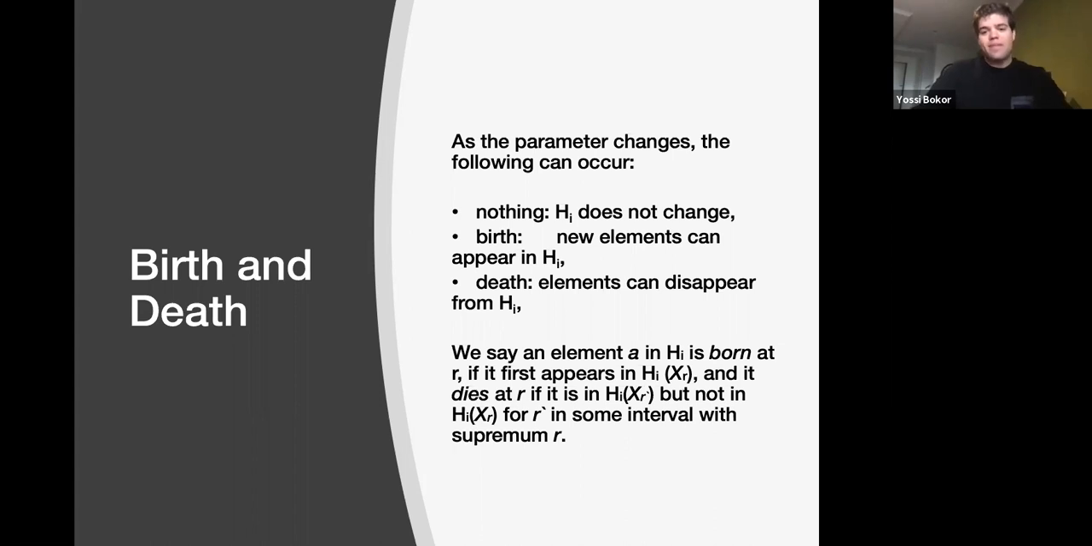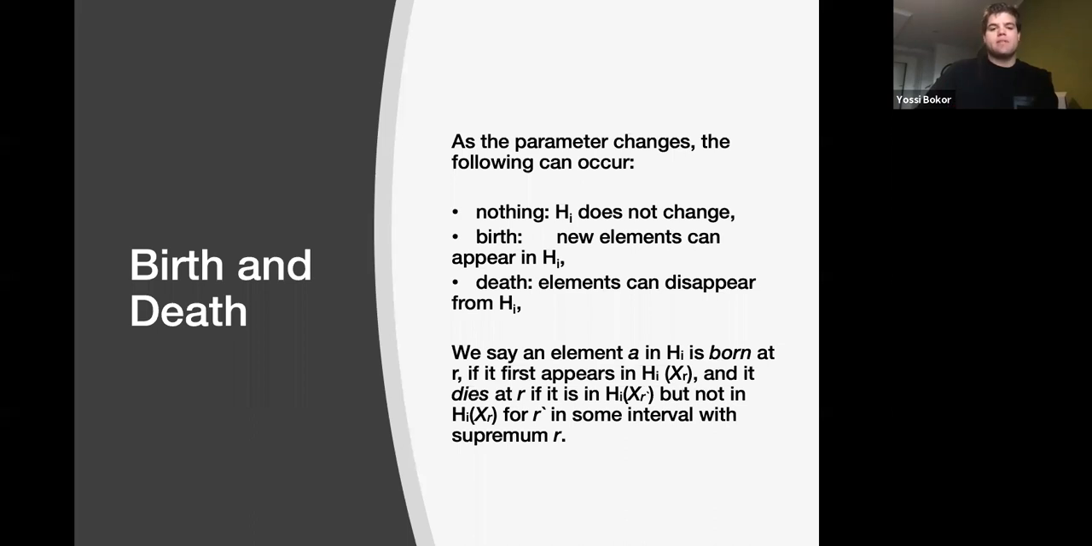So we say an element A in a homology group is born at R if it first appears in the homology group when we take the X_R filtration step. So in this case, the orange one on the third tile was born at time step 3 because that's when we introduced it. And it dies at R if it is in the homology of X for R prime, but not for R, for some R prime in an interval with supremum R. This is really complicated, but essentially you see it and then suddenly you don't.